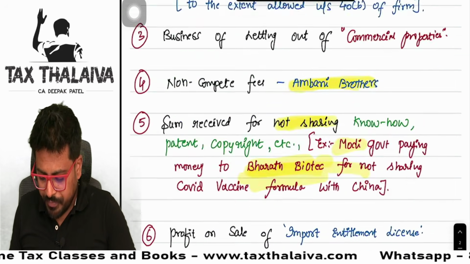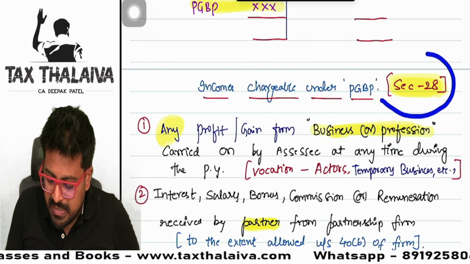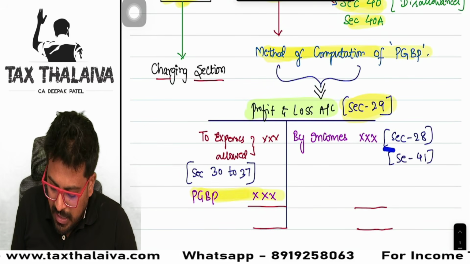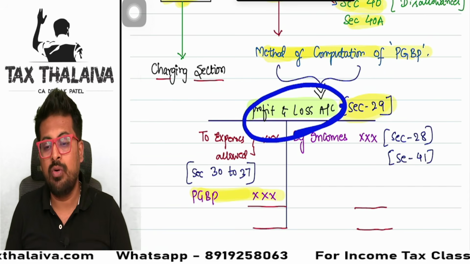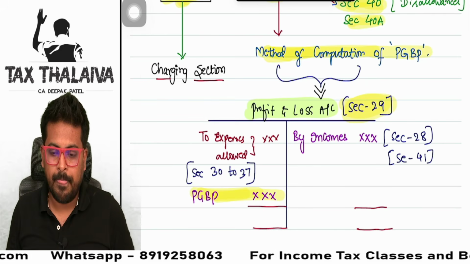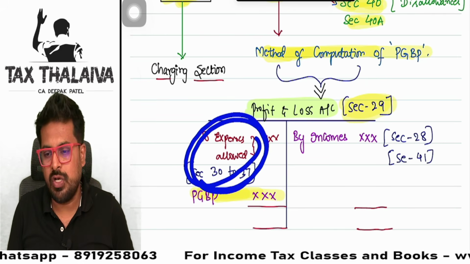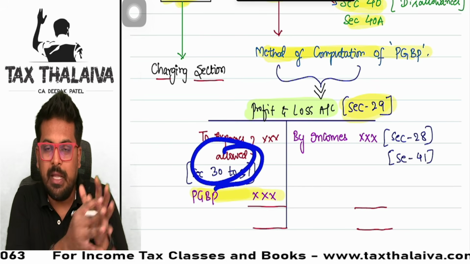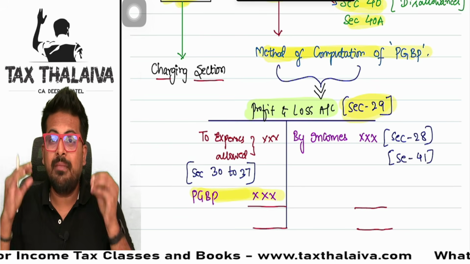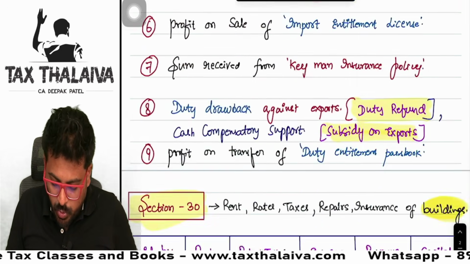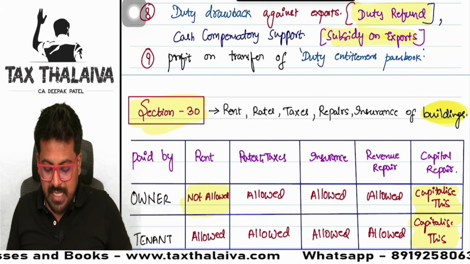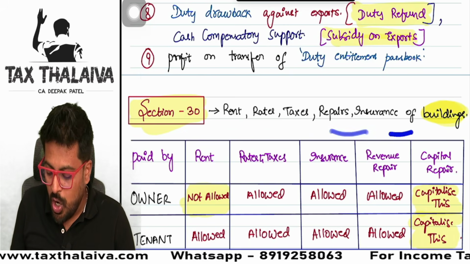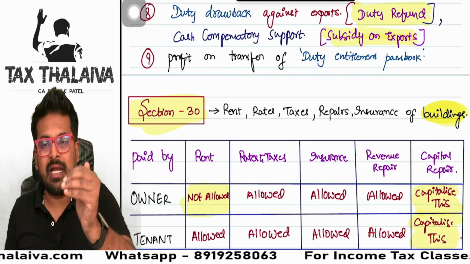The next section. What we have discussed so far under section 28 are those items which are to be considered as income on the credit side of your profit and loss account as per the PGBP provisions. Now we will get into the debit side of the profit and loss account. Later on, I will teach you the rest at the end of section 41. Section 28 is done. Now we will get into the debit side of the profit and loss account, which we can claim as expenditures. The first section which we are going to discuss is section 30. Section 30 says that any rent, rates, taxes, repairs, insurance of a building, if you pay, you can claim it as expenditure.